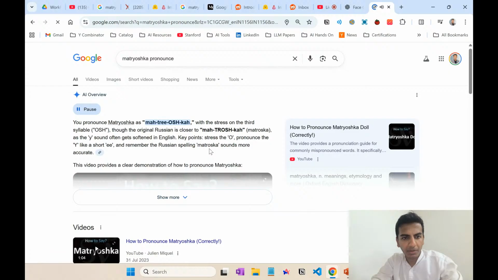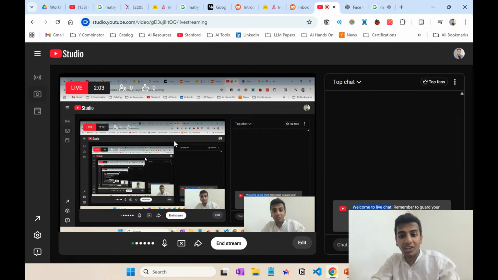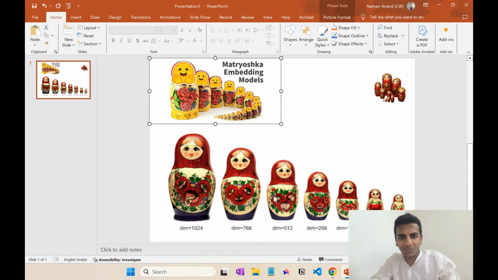You pronounce it Matryoshka, with the stress on the third syllable, though the original Russian is closer to Matryoshka. The sound often gets softened in English. Matryoshka embedding models. Okay.